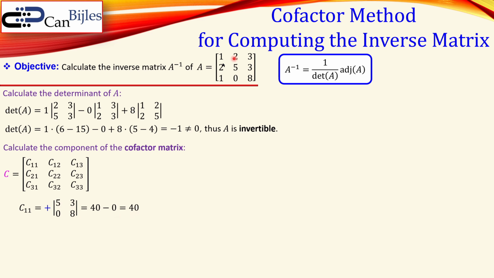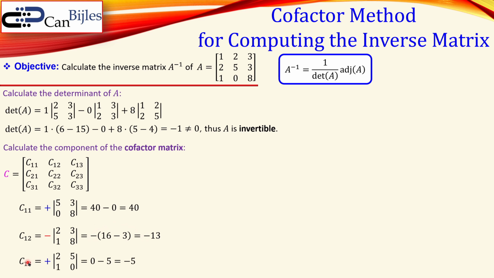Now C12, which is here, should also have a minus sign in front of it, and we cross over this row and this column, because that's the location of this C12, and now we see here 2, 3, 1, 8. Now we again use the formula for the determinant, 2 times 8 minus 3 times 1. That's shown here in the parentheses, because we have a minus sign here, so you get 13. With a minus sign, you get minus 13.